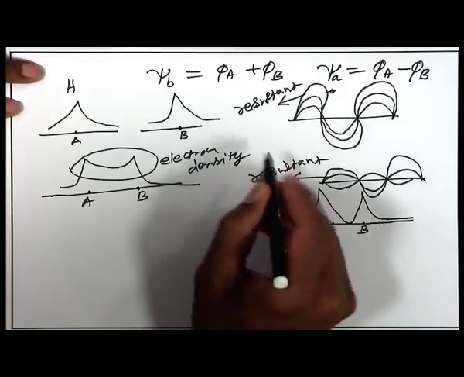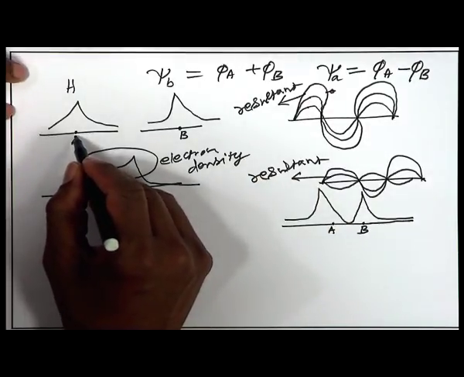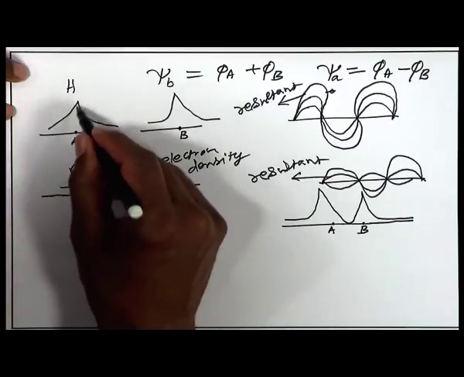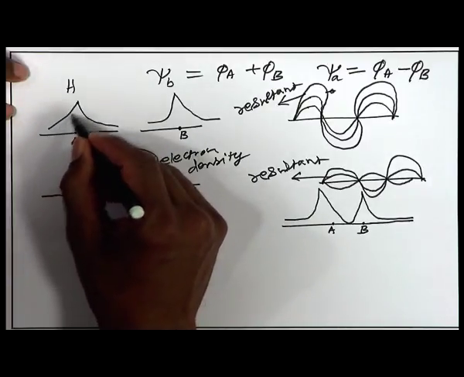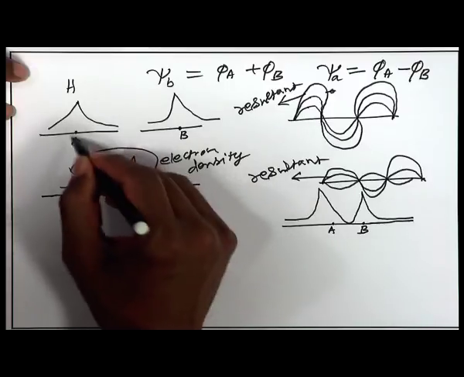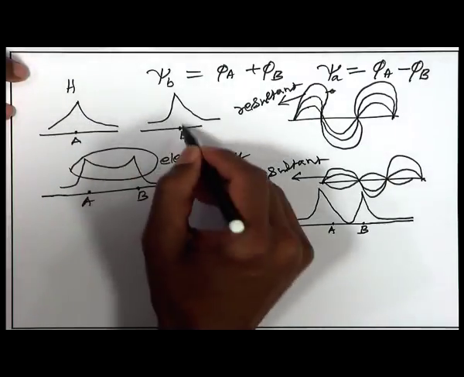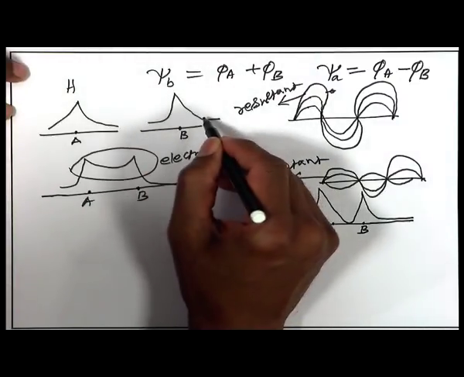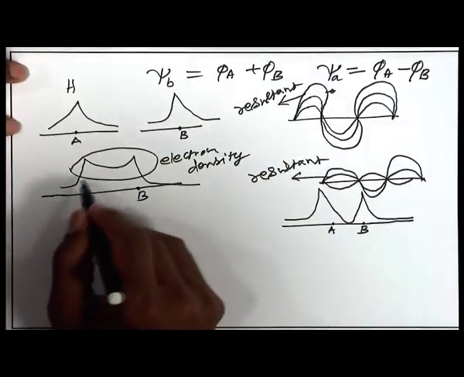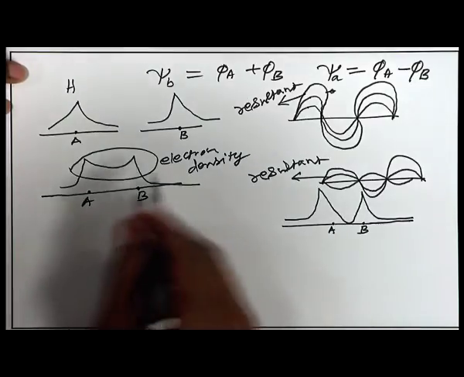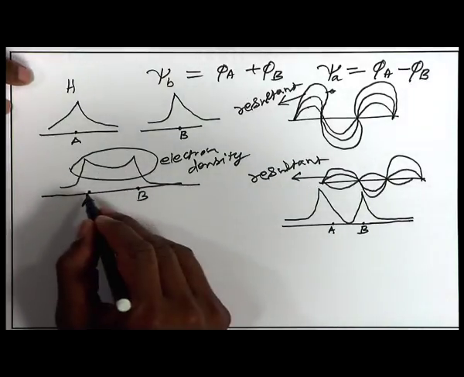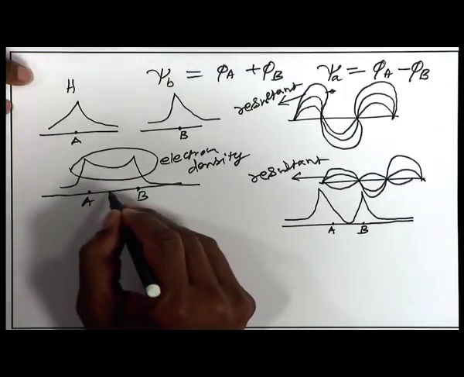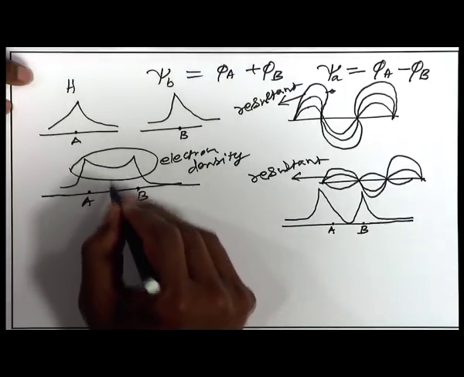As you have seen before, if you take atom A, you have a buildup of electron density. The buildup of electron density is maximum here, and there is a lot of electron density around the atom A. Similarly, you have electron density around atom B, which is represented in this way. When these two are combined, you can have it like this. So, in atom A, atom B, and between them there is a lot of electron density.